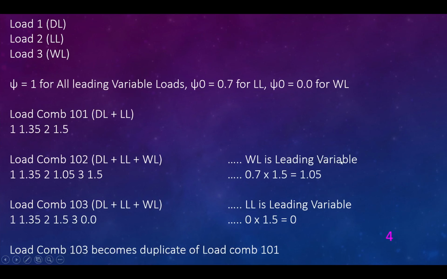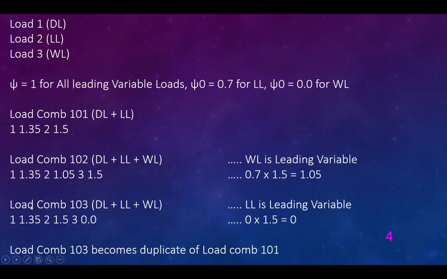Wind load is the leading variable and live load is the accompanying variable. So 0.7 into 1.5 is 1.05. This is for live load. So load number 2 is live load. So this is correct. And load case 3 is nothing but the wind load, because it has a xi factor of 1. 1.5 into 1 is 1.5.